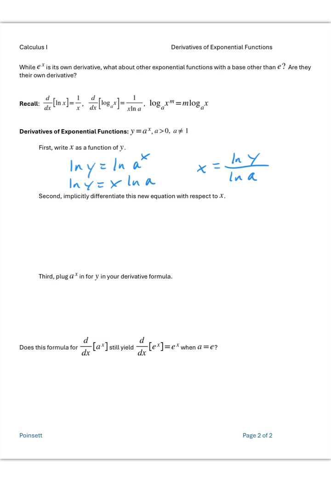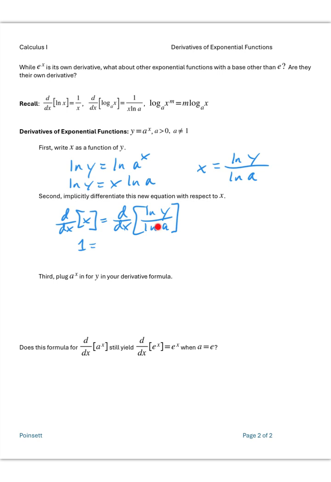Now, we're going to implicitly differentiate this new equation with respect to x. So we're going to take the derivative of both sides of this equation with respect to x. So we got d dx of x is equal to d dx of the natural log of y divided by the natural log of a. Well, first, the derivative with respect to x of x is just 1.